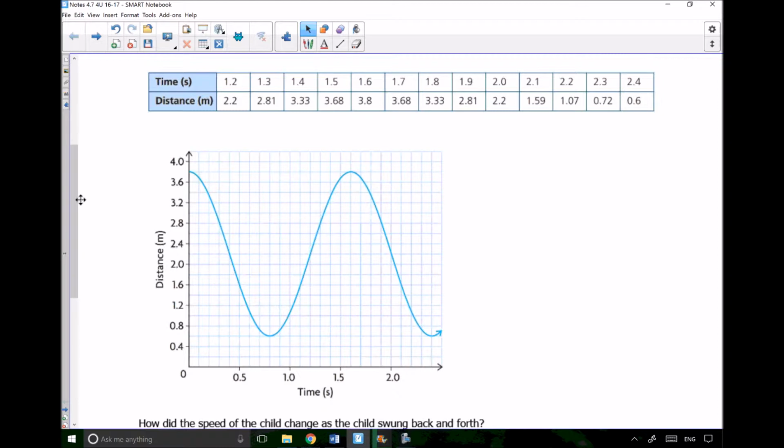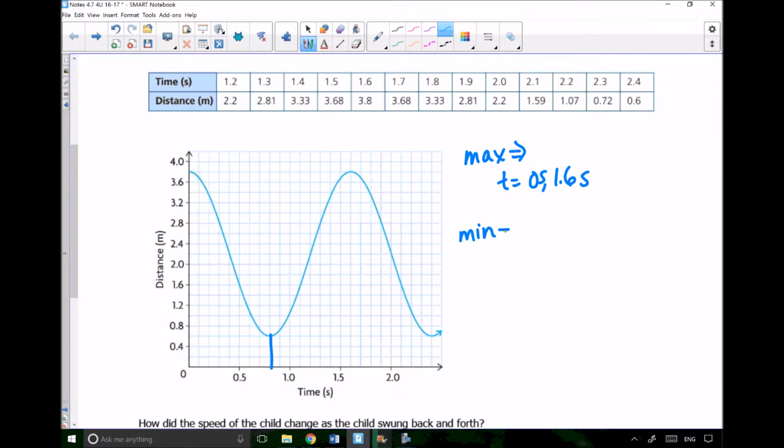First of all, I know that the greatest distance, so the maximum, is going to occur when time is 0 seconds. The maximum will also occur when time is 1.6 seconds. And I know that my minimum will occur when time is at 0.8 seconds, as well as when time is at 2.4 seconds. Now, this information is going to help me to identify what is happening specifically with my rates of change in this problem.